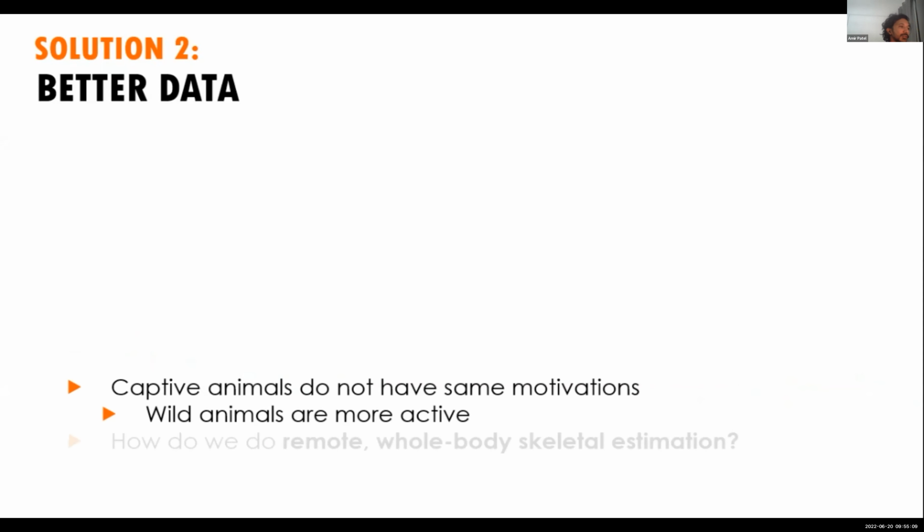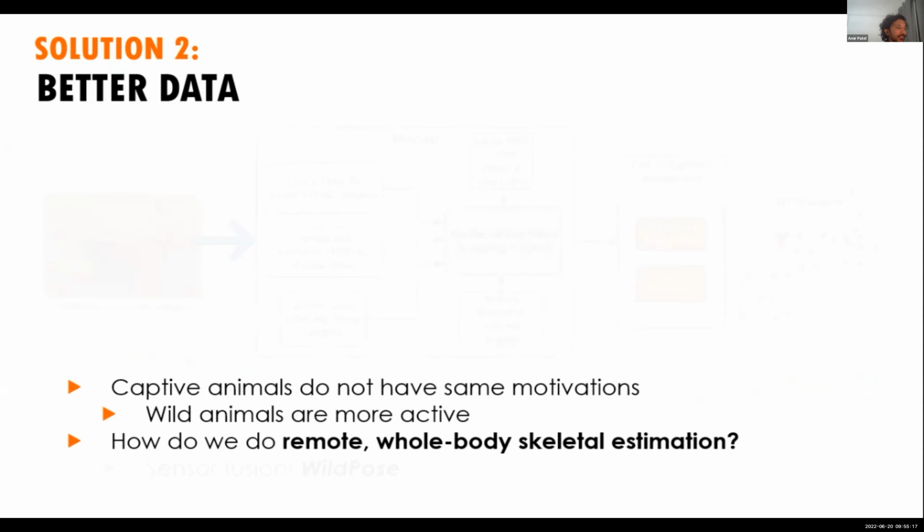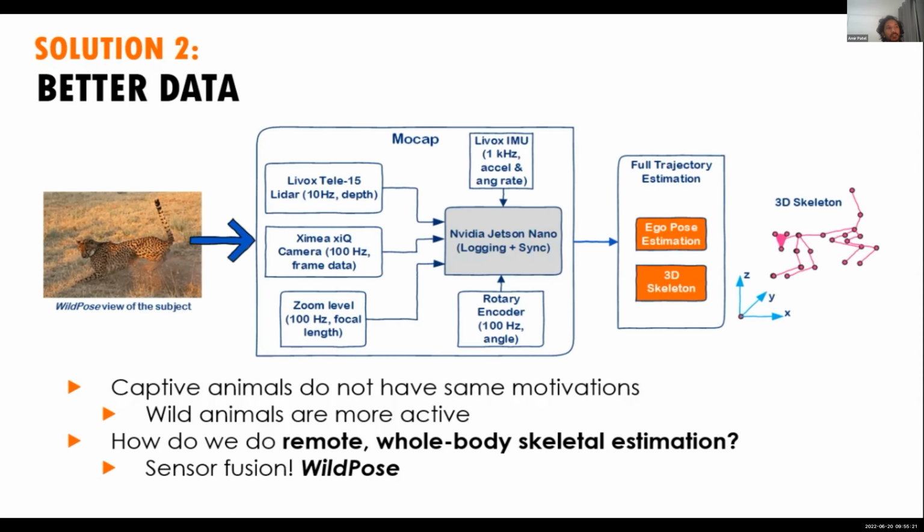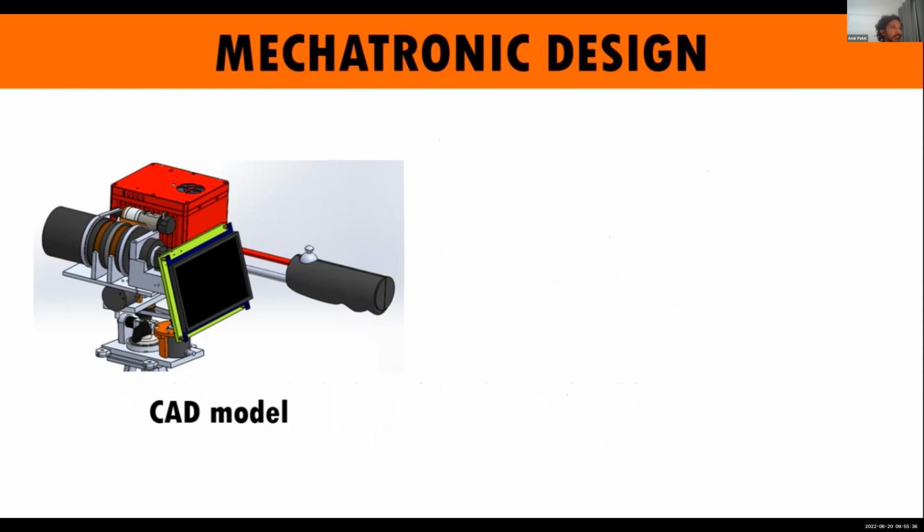So how do we do remote whole-body skeletal estimation in the wild, on actual wild animals? This is a crazy idea I came up with, where we'd use a high-speed camera with a telephoto lens and a LiDAR, and then fuse all that information to give us 3D skeletal information of wildlife. I want to show you how far we've come on that.